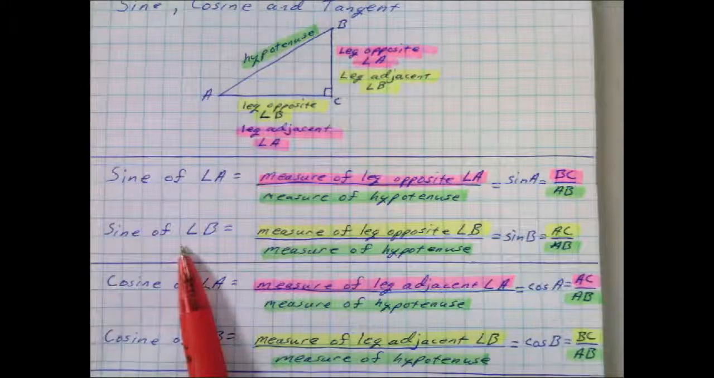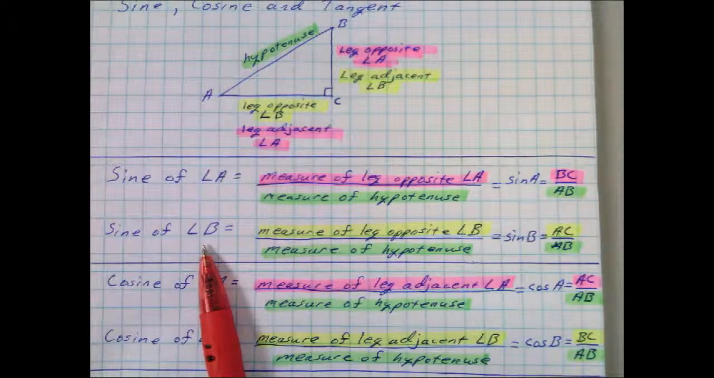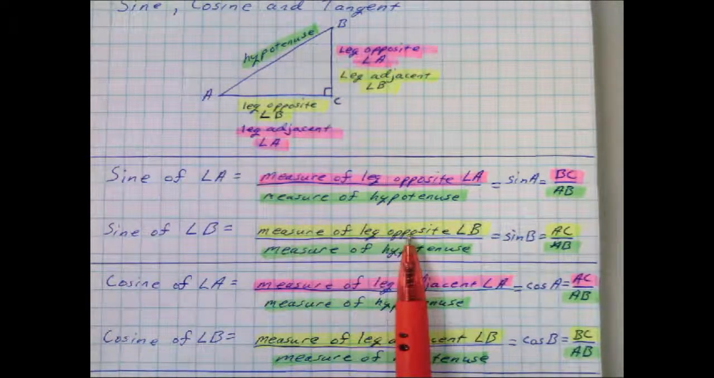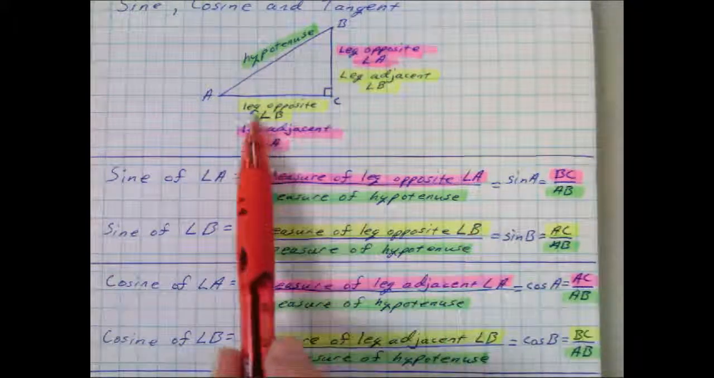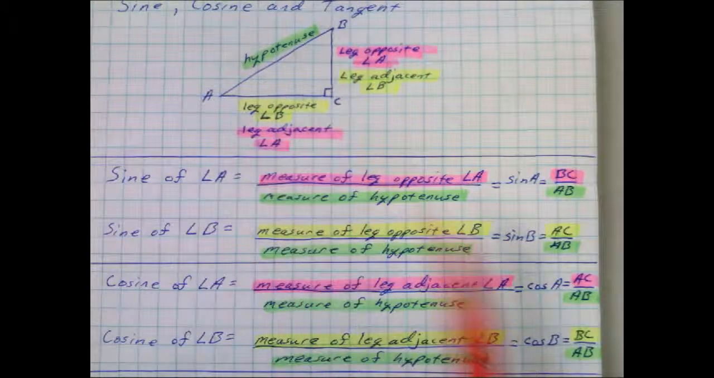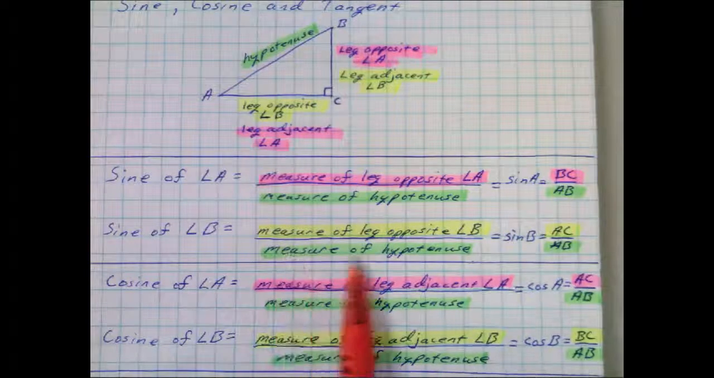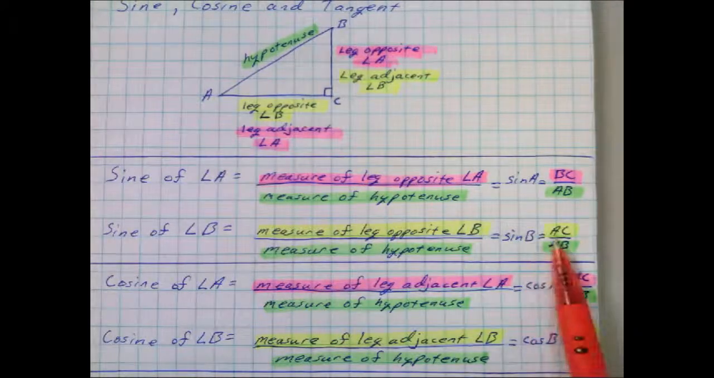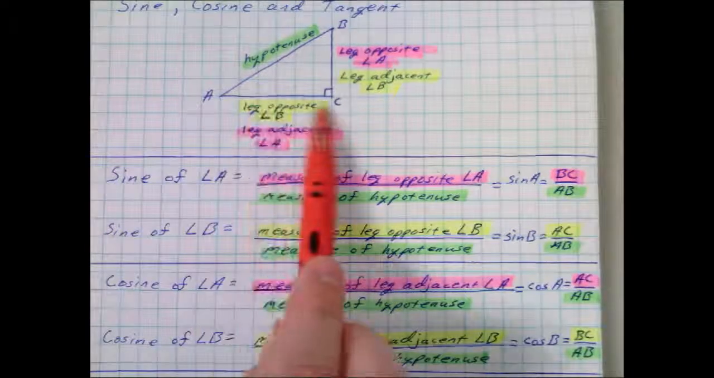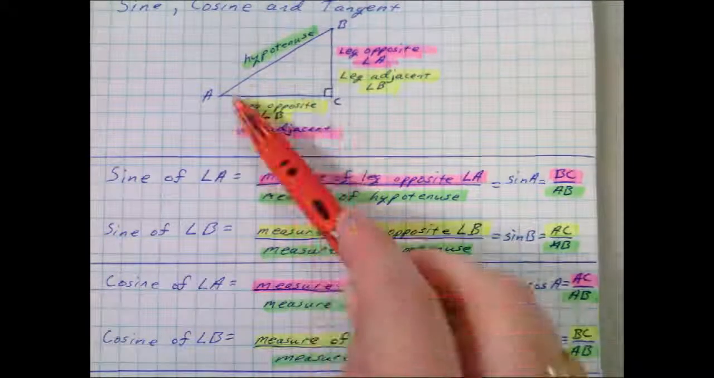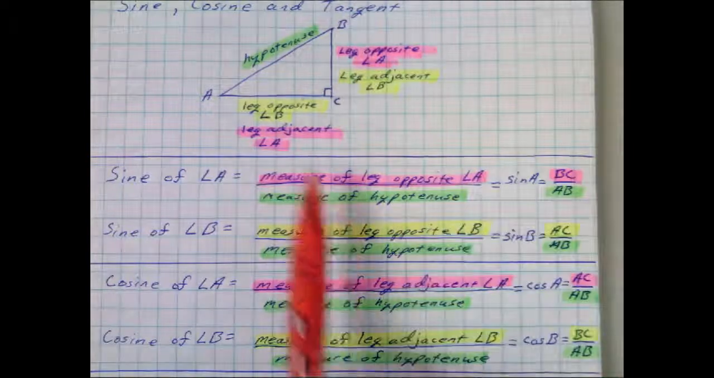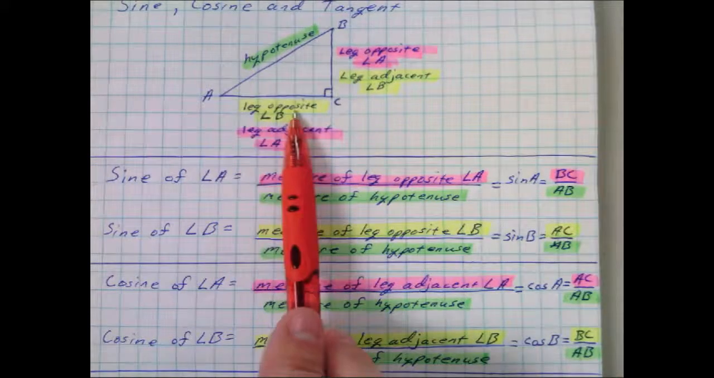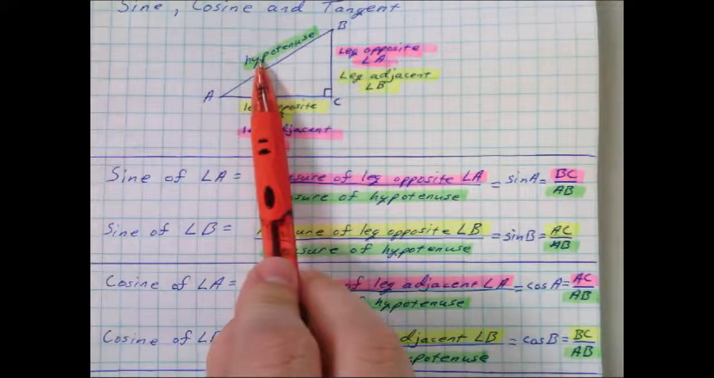Then for sine of angle B, we're using the measure of the leg opposite of angle B, which is yellow, and then we're dividing it by the measure of the hypotenuse, which is still in green. So sine of angle B is segment AC divided by AB. That is still opposite over hypotenuse.